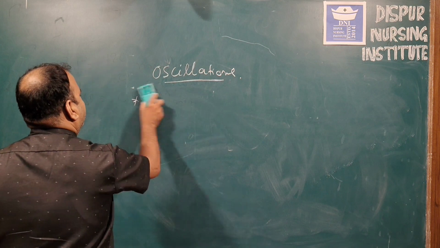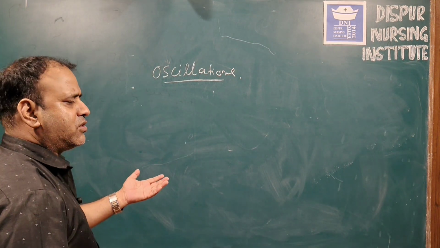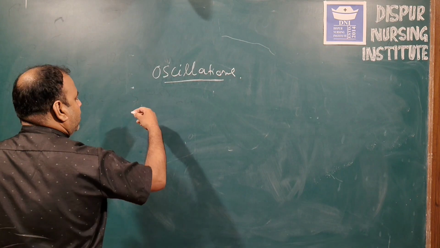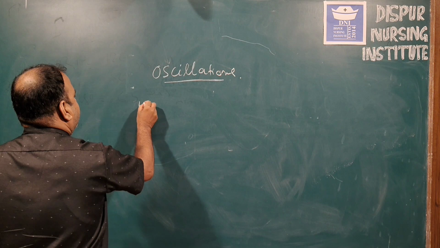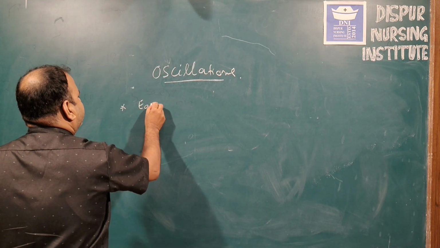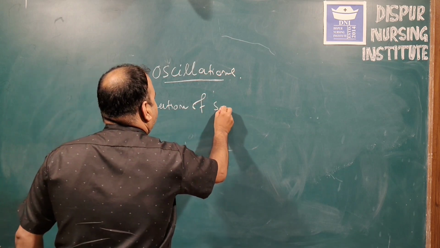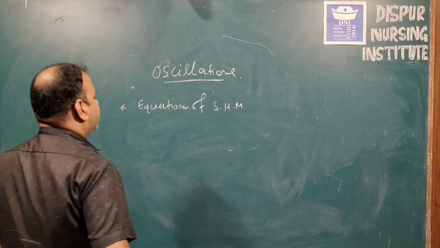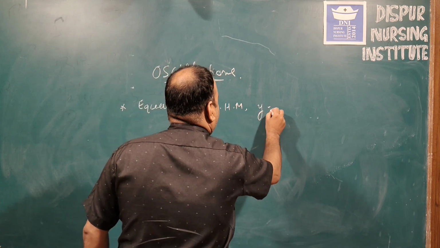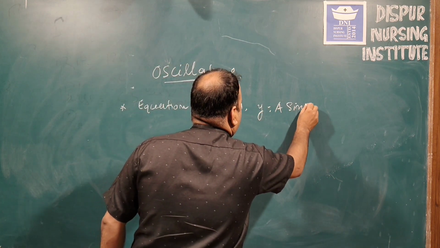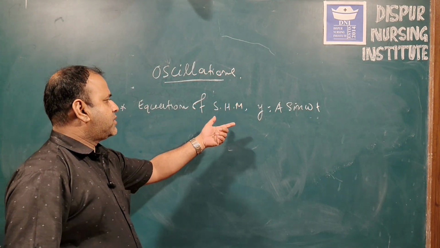First, remember the equation of simple harmonic motion. The definition you already know. In the case of simple harmonic motion, number one, the equation of simple harmonic motion: always remember, y is equal to a sine omega t is the equation of simple harmonic motion.